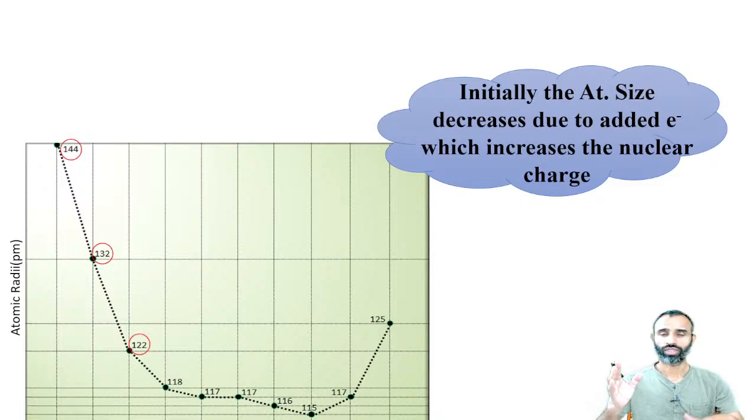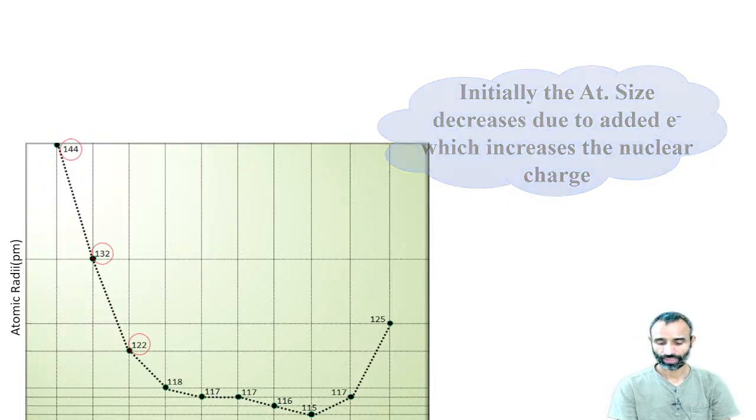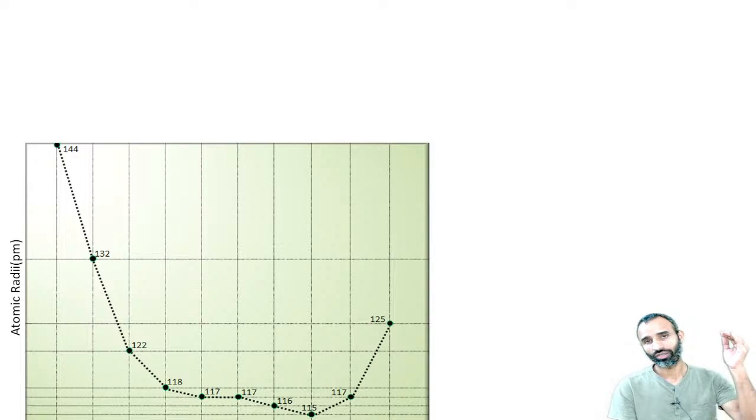Yes. Because if inter-electron repulsion is large, electron cloud expands, so size increases, means inter-electron repulsion is in favor of size increase, but nuclear charge contracts electron cloud. So initially nuclear charge is dominating, and at the end inter-electron repulsion is dominating.